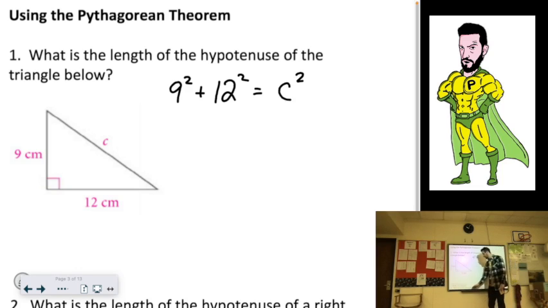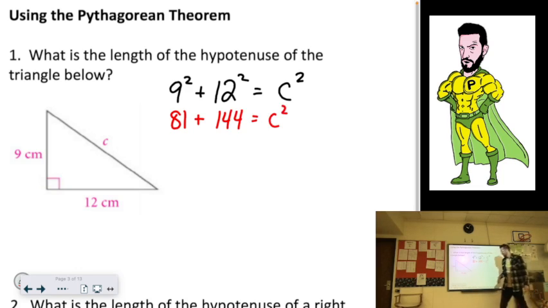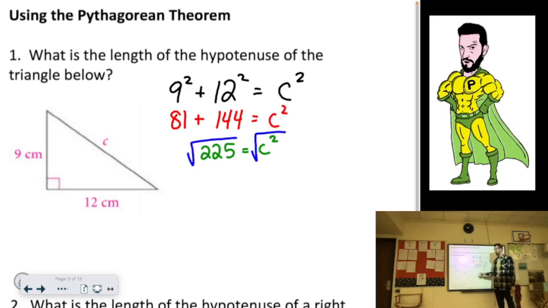Now we could do the left side. 9 squared. 9 times 9 is 81. 12 times 12 is 144. Are those like terms? Yeah. So you can just do what it says. Add them together. You get 225 equals c squared. But we're not looking for c squared, we're looking for c. So the inverse operation of squaring something is to square root it. We got to square root both sides, and the square root of 225 is 15. So our hypotenuse came out to 15.